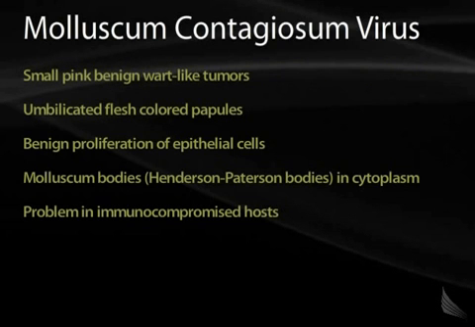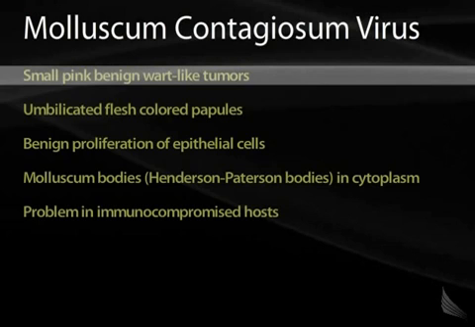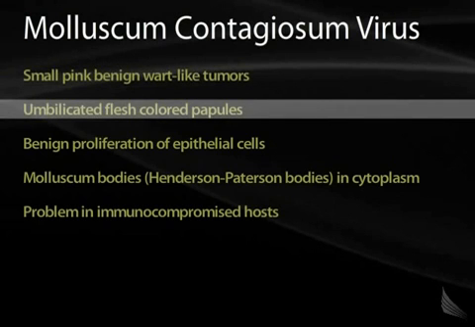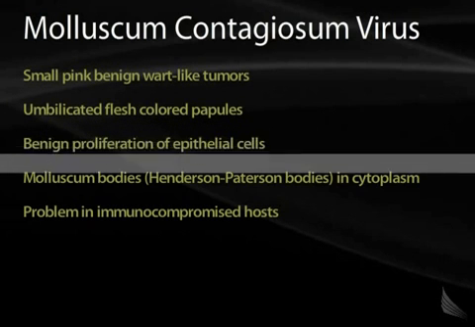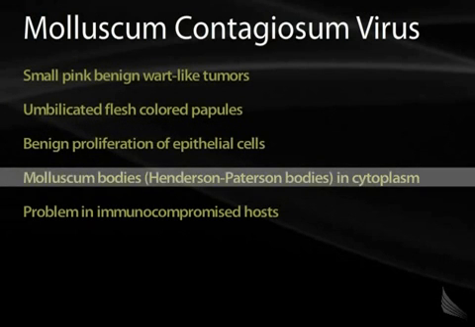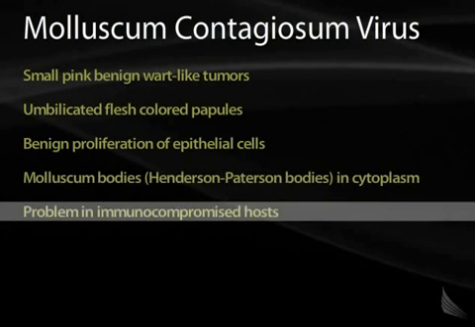Molluscum contagiosum virus forms small, pink, benign wart-like tumors all over the body. They're umbilicated and they have flesh-colored papules. They're a benign proliferation of epithelial cells, and you'll find molluscum bodies inside them, or also Henderson-Patterson bodies in the cytoplasm. They are a problem in immunocompromised hosts and will make you think of somebody infected with HIV as well. This is a picture of what they look like.